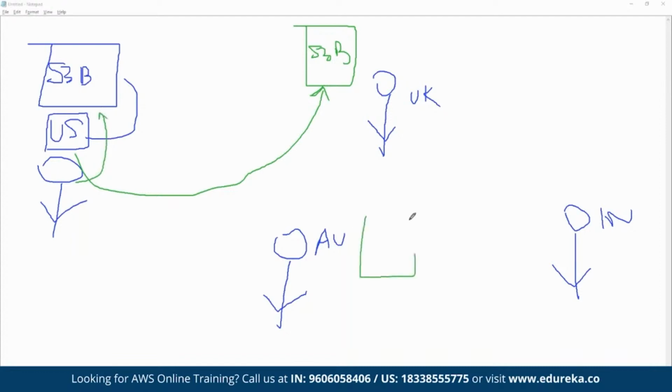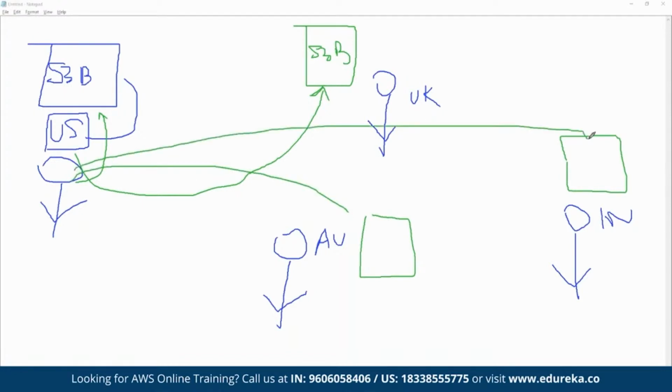Same for Australia, same for India as well, right? So although buckets can be accessed across multiple regions, we can do that. That means the US can also access the bucket for Australia, the US can also access the bucket for India, but the performance will be much lower as compared to accessing data in their own region altogether, right? So we have to make sure that we create the bucket in the region which is closest to our users, so that they can have a better performance.